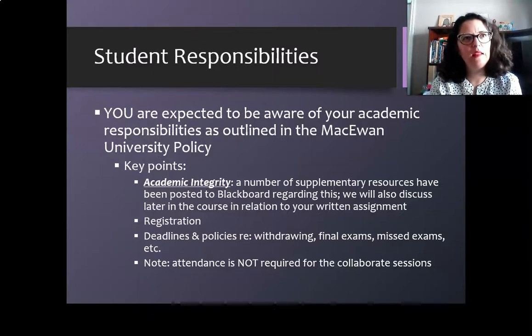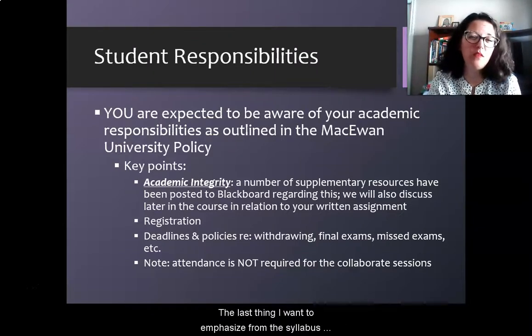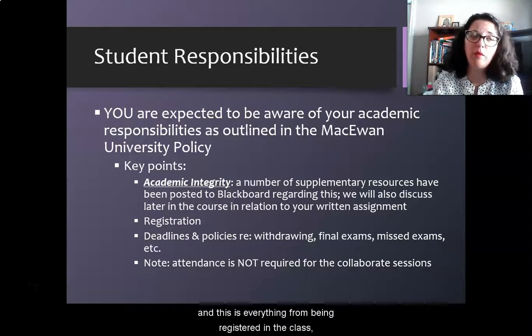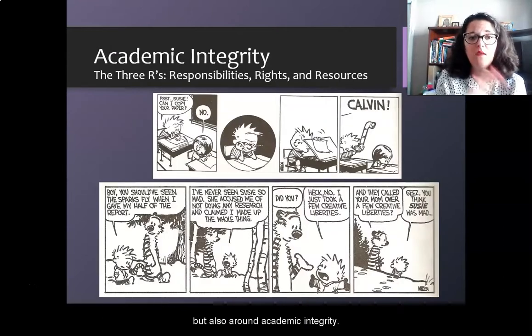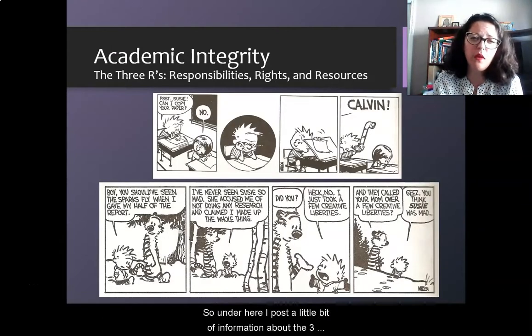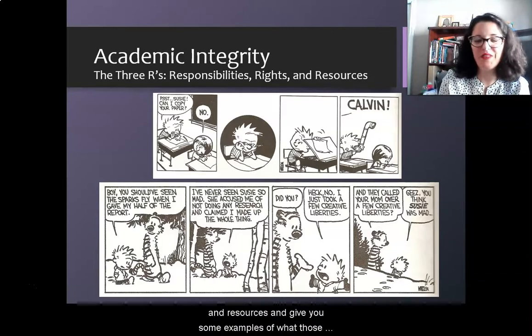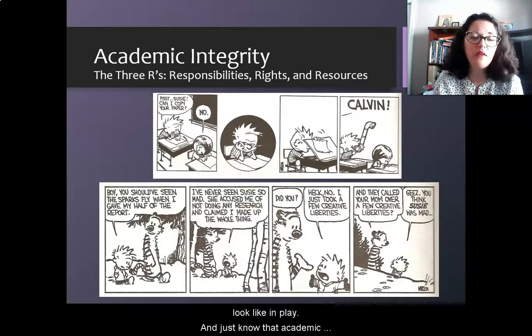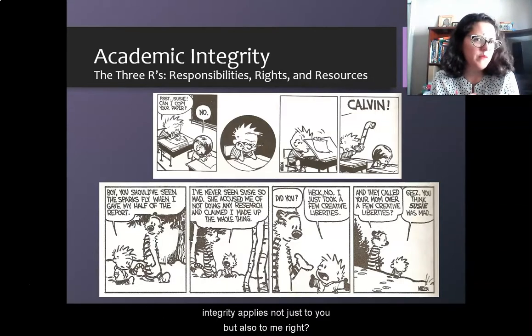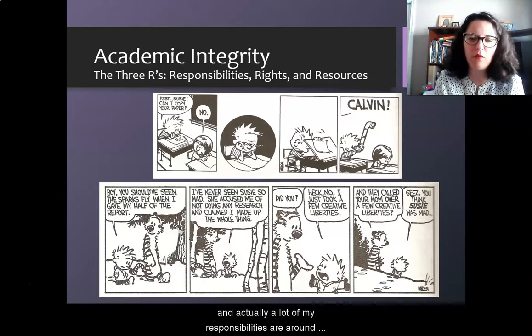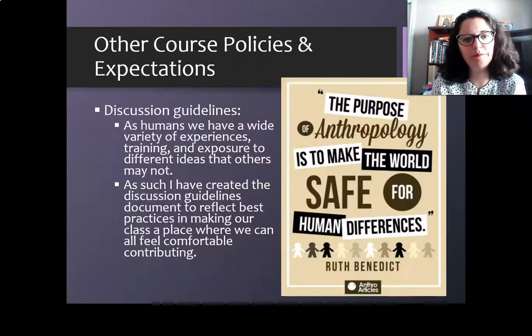Okay. The last thing I want to emphasize from the syllabus perspective is responsibilities, and this is really important that you're aware of what your responsibilities are, right? And this is everything from being registered in the class, knowing when the add and drop deadline is, when the withdraw deadline, but also around academic integrity. So under here, I've posted a little bit of information about the 3 R's of academic integrity: responsibilities, rights, and resources, and give you some examples of what those look like in play. And just note that academic integrity applies not just to you, but also to me, right? I have responsibilities, rights, and actually a lot of my responsibilities are around providing you with necessary resources.